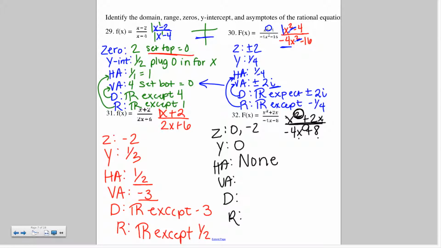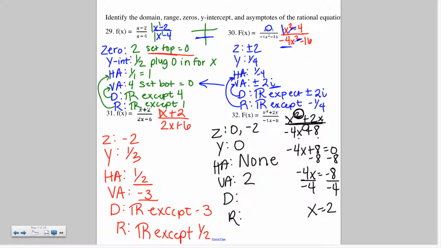All right, my vertical asymptote. I'm going to set my bottom equal to 0. So I have negative 4x plus 8 is equal to 0. Now I'm going to subtract 8 from both sides. So I have negative 4x is equal to negative 8. Divide both sides by negative 4, and x is equal to 2. So I'm going to have a vertical asymptote at 2.